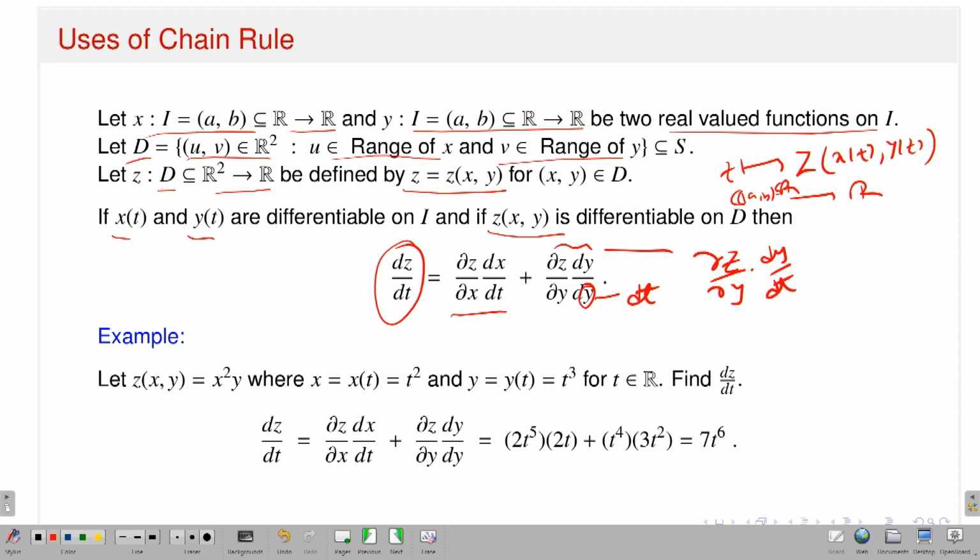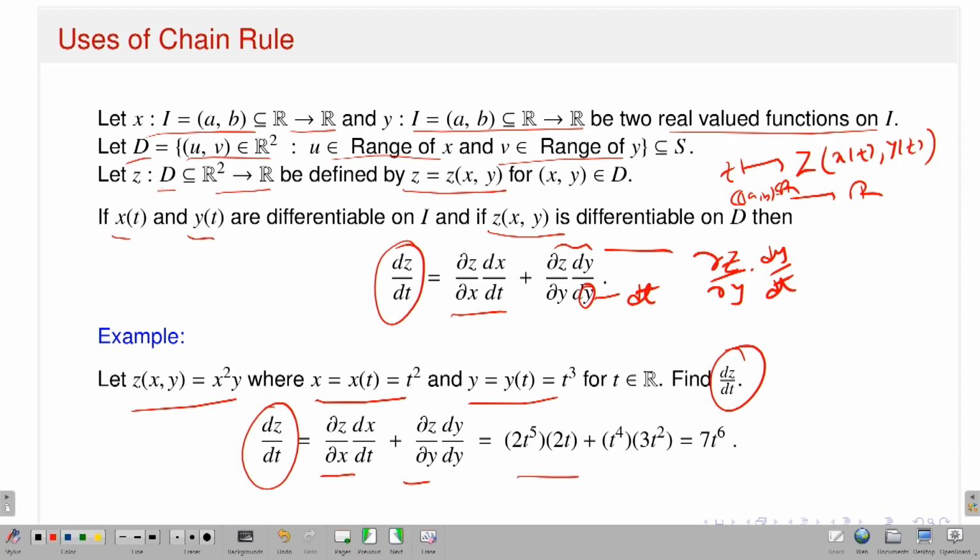Some example: suppose this is my function, z of x, y is equal to x square y, the x function is t square, and the y function is t cube. Just calculate dz dt. So this is the formula. This dz dt is nothing but you just calculate the partial derivative of z with respect to the x variable and take the derivative of x with respect to t, and you just add it up.